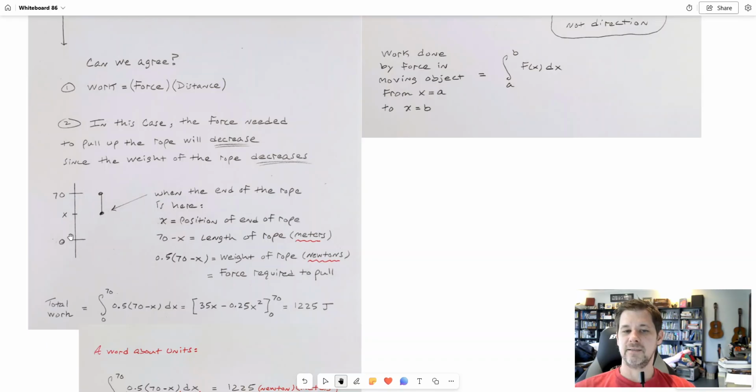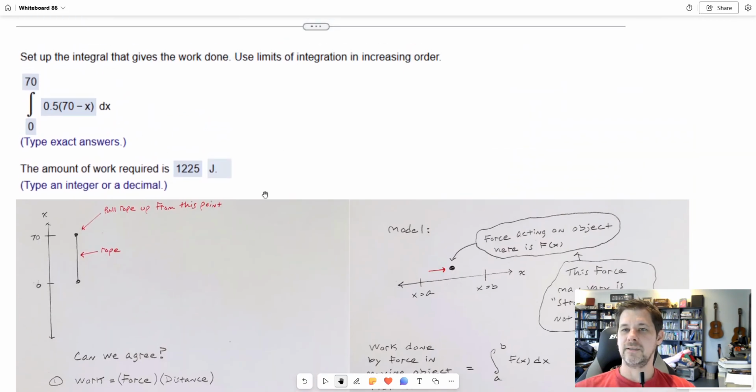What if X is 0? Well, we have 70 minus 0, a 70-meter rope, all the way down at the bottom. And when X is at 70, we'd have 70 minus 70, a 0-meter length of rope, okay? So that's the length.